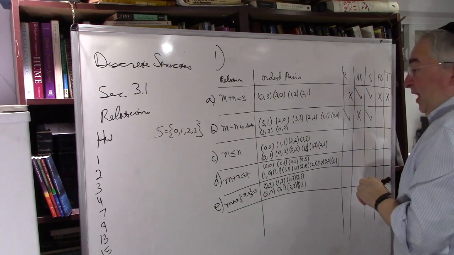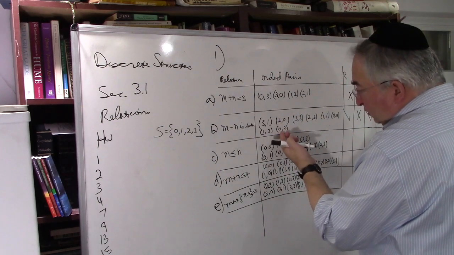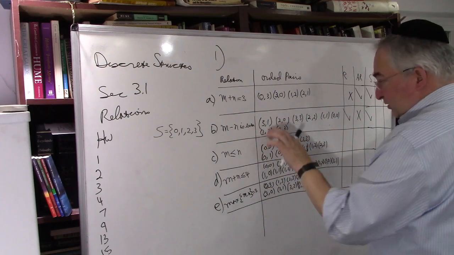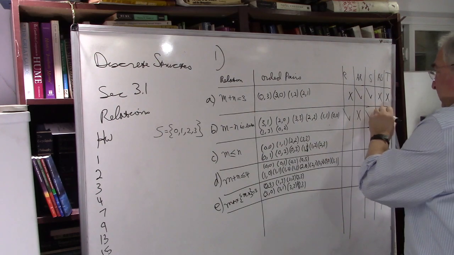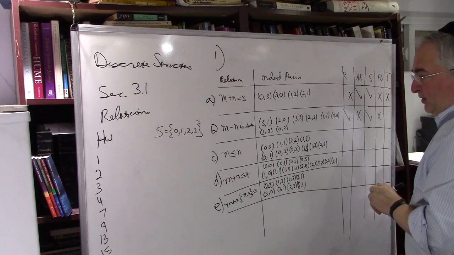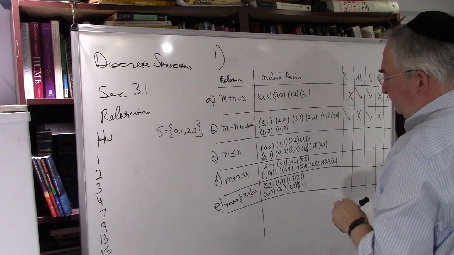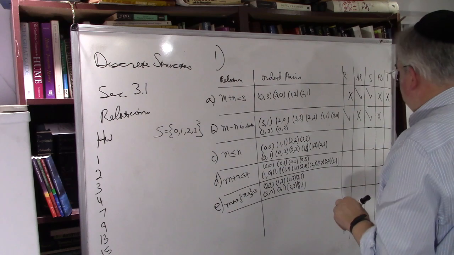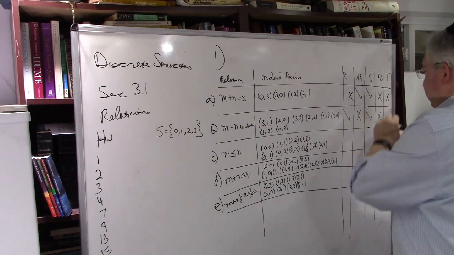So it's symmetric. Is it anti-symmetric? Well, (2,0) is in there and (0,2) is in there, but 0 is not equal to 2. (3,1) is in there, (1,3) is in there, but these two are not equal. So it is not anti-symmetric. Is it transitive? I think it is. Okay, (2,0), (0,2), (0,2), (2,0), (0,0). So I think it is.